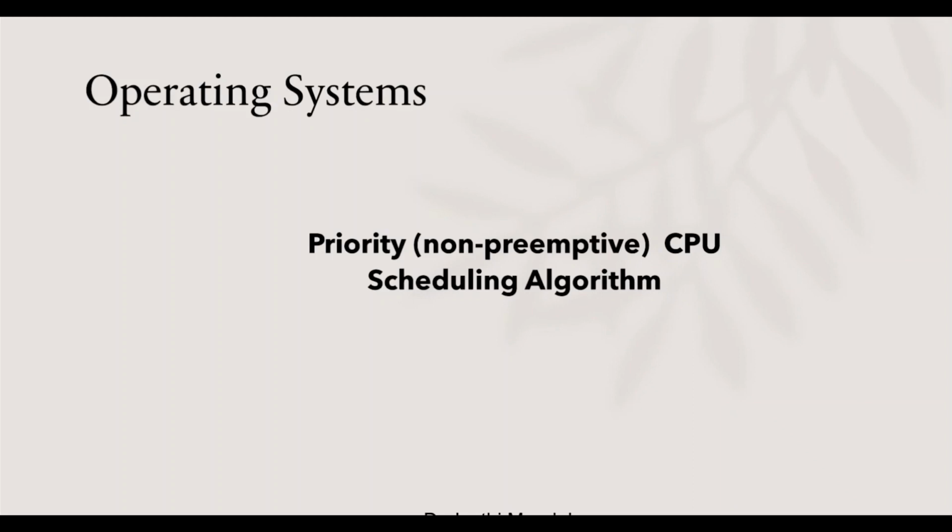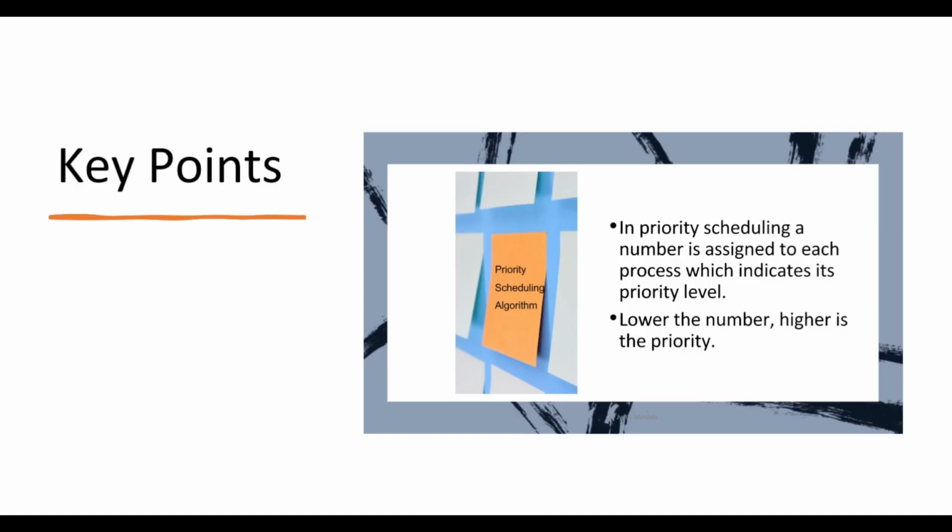So what is this priority non-preemptive scheduling algorithm? Whenever a list of processes are requesting the CPU, then for each process, a priority will be assigned. Whichever process has the highest priority will be given the chance to be executed by the CPU. Now, the lower the value, the higher the priority.